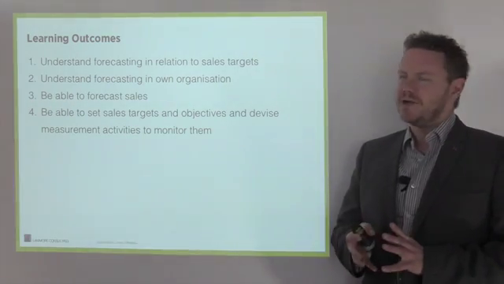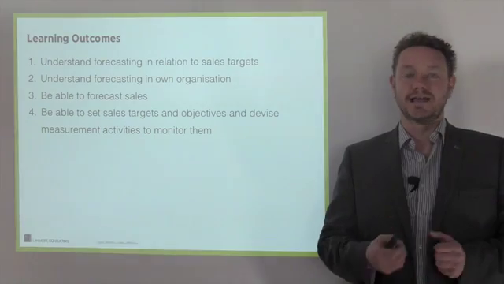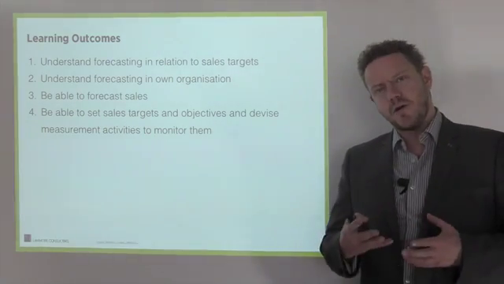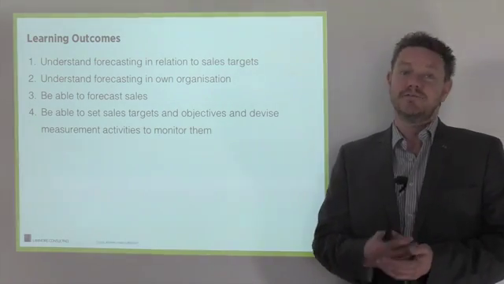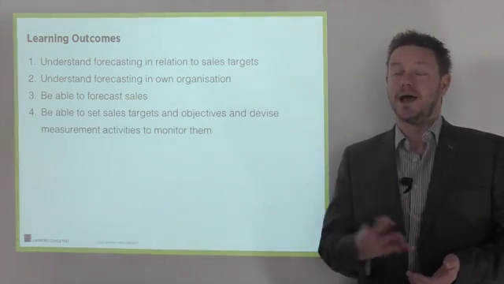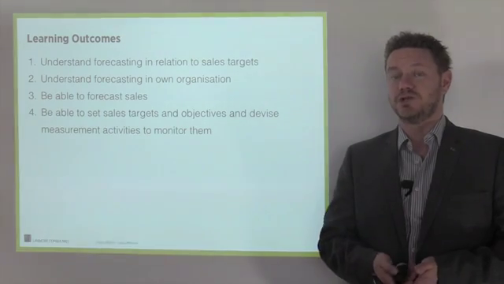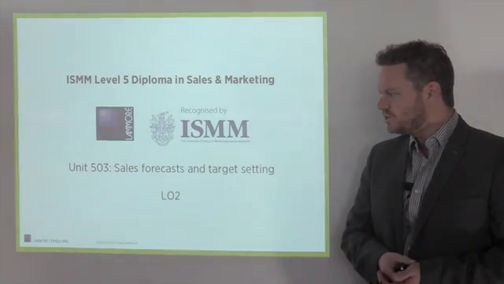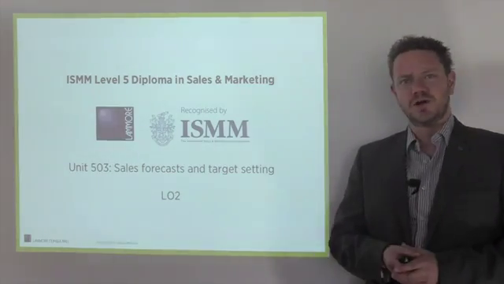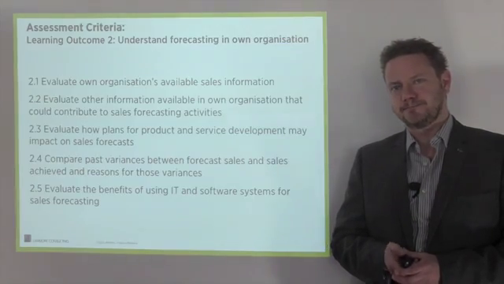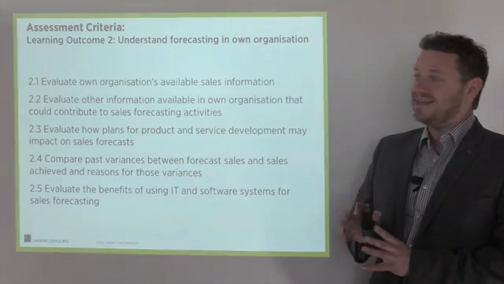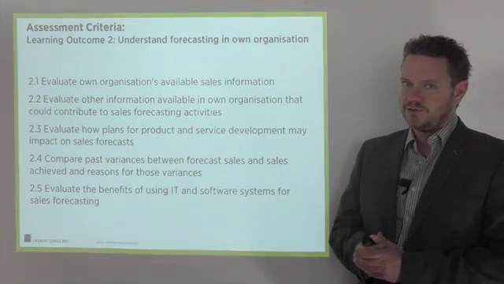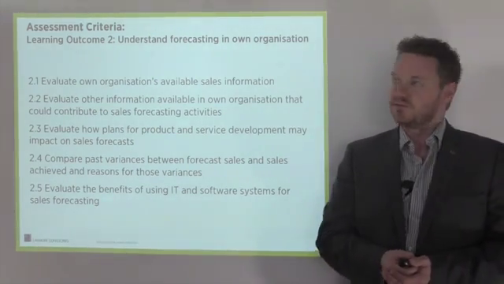So we're going to look now in a bit more detail at understanding forecasting in your own organisation, how you go about getting under the skin of what goes on in your company, in your organisation, for creating forecasts and most importantly using them and then reporting on them afterwards. So, Learning Outcome 2, Sales Forecasts and Target Setting. Within the learning outcome, there are actually 7 different areas that we need to go through. So we'll go through these reasonably briefly now.